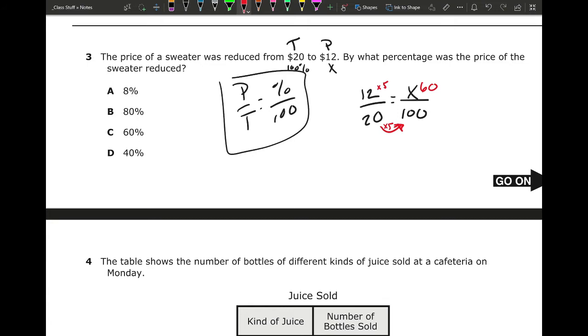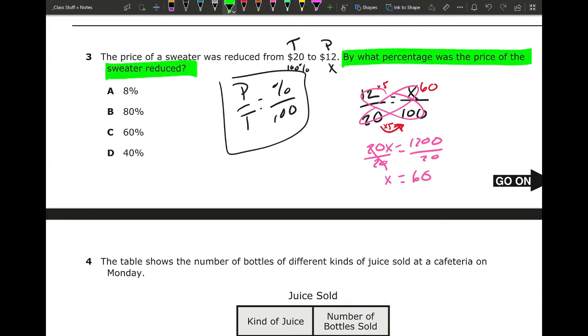Before I make you think, let's go ahead and do the other method. If I multiply this, I get 20x, and if I multiply this too, I get 1200. Right? So if I divide by 20, this cancels out, so x equals 60. Answer is the same. Okay? Now you have to be paying attention to the question. By what percentage was the sweater reduced? Because right now, it's not going to be 8. That's way off. It's not going to be 80.